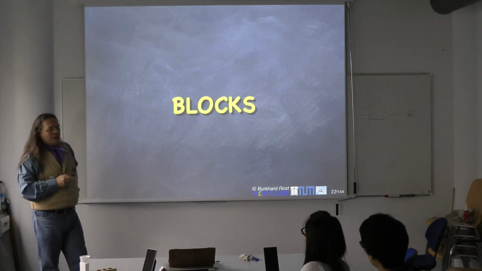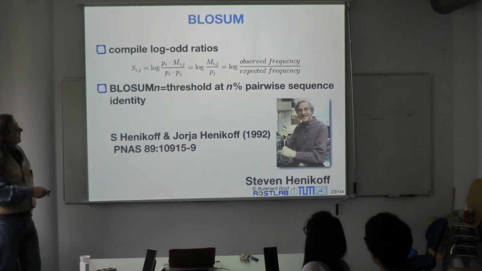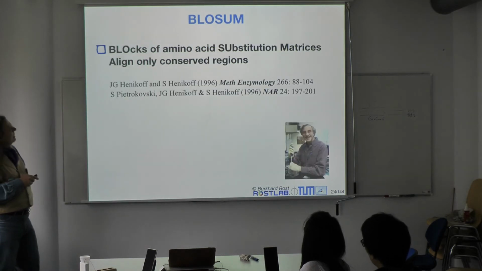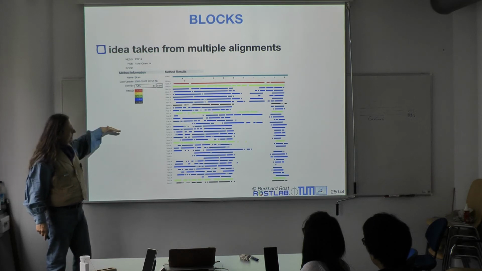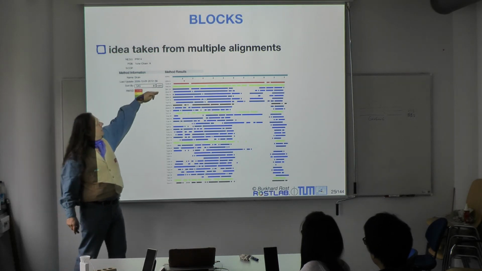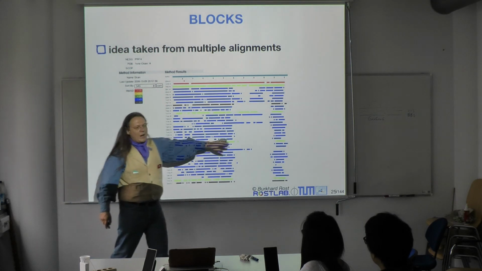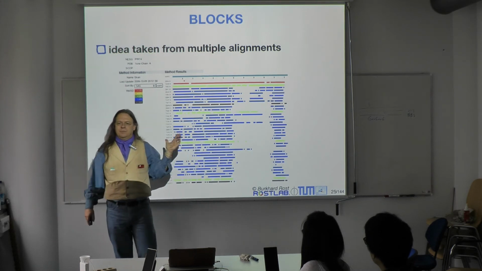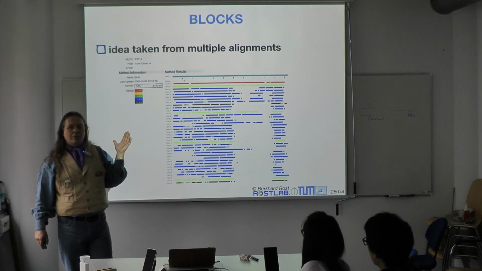Blocks. Blocks is another similar idea, but in some sense more extreme, and it comes from Stephen Henikoff, who produced the BLOSUM matrix. The background to this one comes from the following observation. This is a typical alignment that you see, where the green sequence is the one you start with, and these are all aligned sequences. The white places are regions where you cannot align the two. What jumps at you? The white is correlated, right? Yeah.